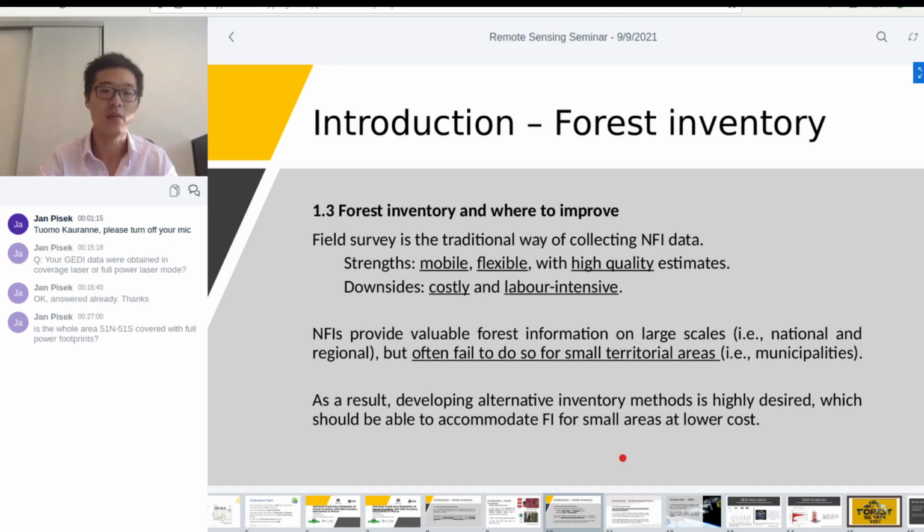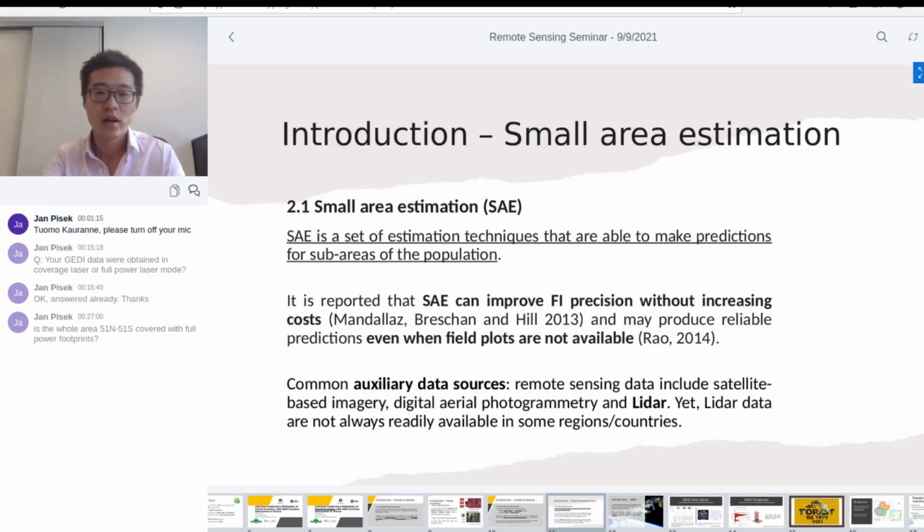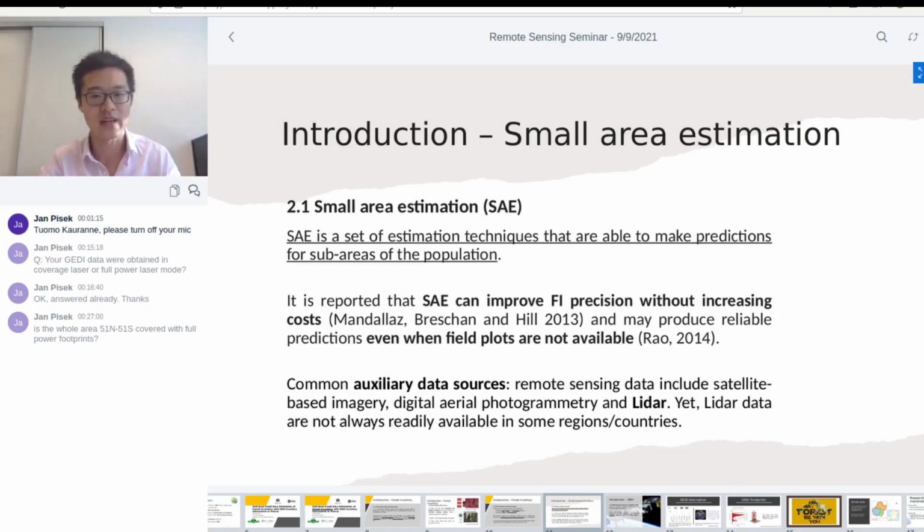It is a set of estimation techniques that are able to make predictions for sub-areas of the total population. And it has been reported that small area estimation techniques can help improve forest inventory without increasing the cost. And it's possible even to make some predictions when some field plots are not available.